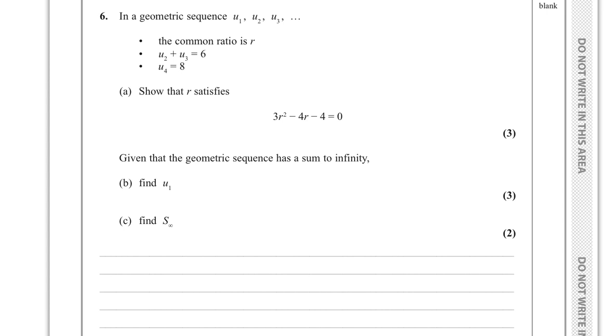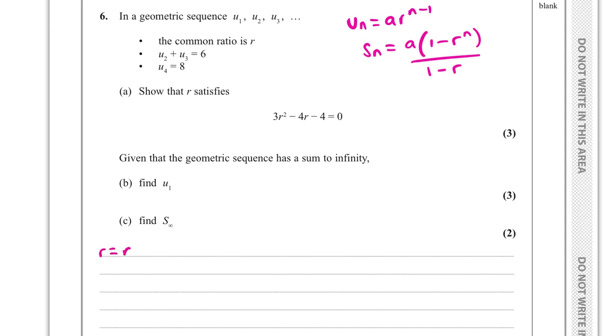Okay, in a geometric sequence, the first thing we're going to do is go to the formula sheet. So we know that un equals ar to the n minus 1, sn equals a times 1 minus r to the power of n over 1 minus r, and then we also have the sum to infinity. We may or may not need it. Okay, so it says the common ratio is r. Brilliant. So r equals r.